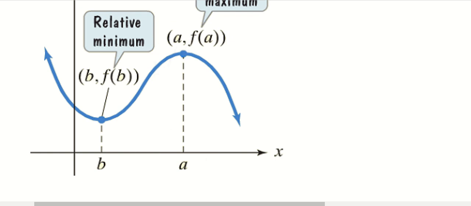Similarly, if we look at this low point on the graph over here, if I draw an open interval around the value x equals b, and restrict our attention to just that window of the graph, this output, the f of b value from that ordered pair, is smaller than any of the function values nearby it, and we would refer to f of b as being a relative minimum.